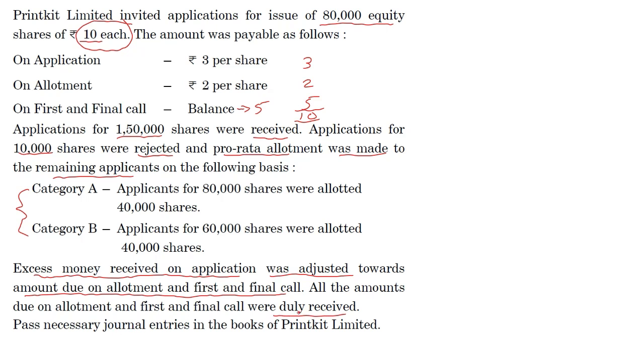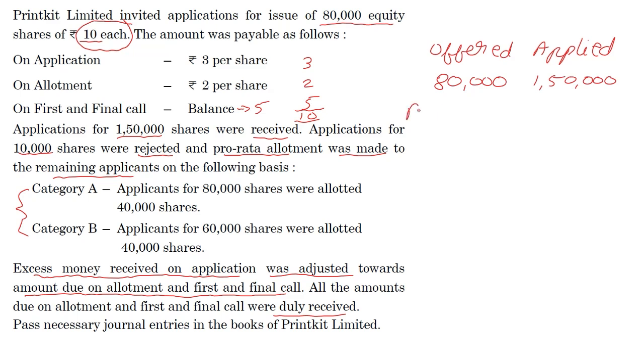Plus journal entries. Easy sum. Like literally a very easy sum. And I'm just going to make a small note where we have offered. We offered 80,000. And maybe we can do this vertically. So we have offered and we have applied. We offered 80,000, but people applied for 1,50,000.